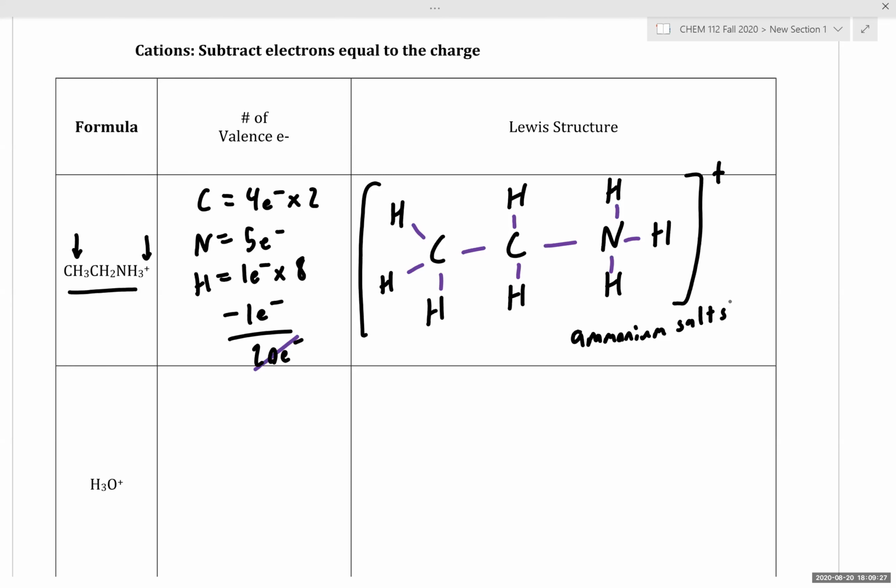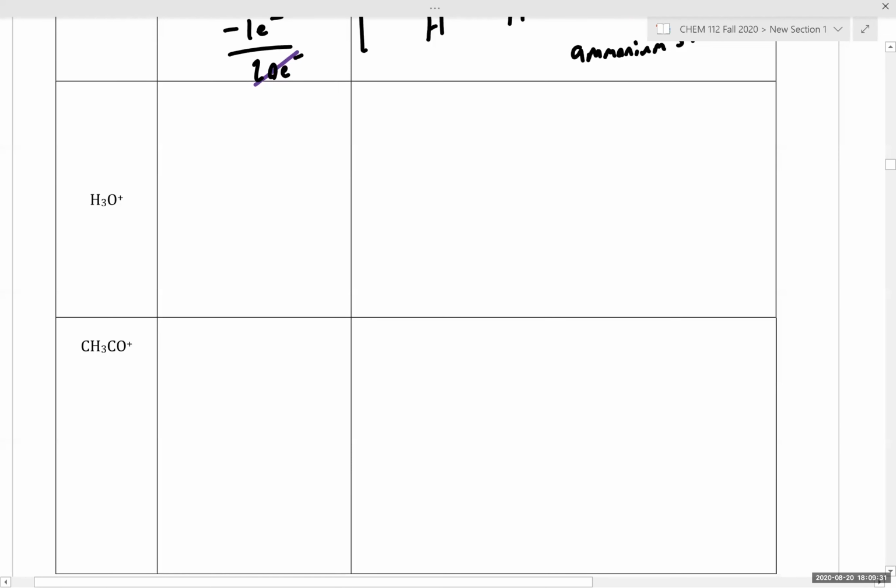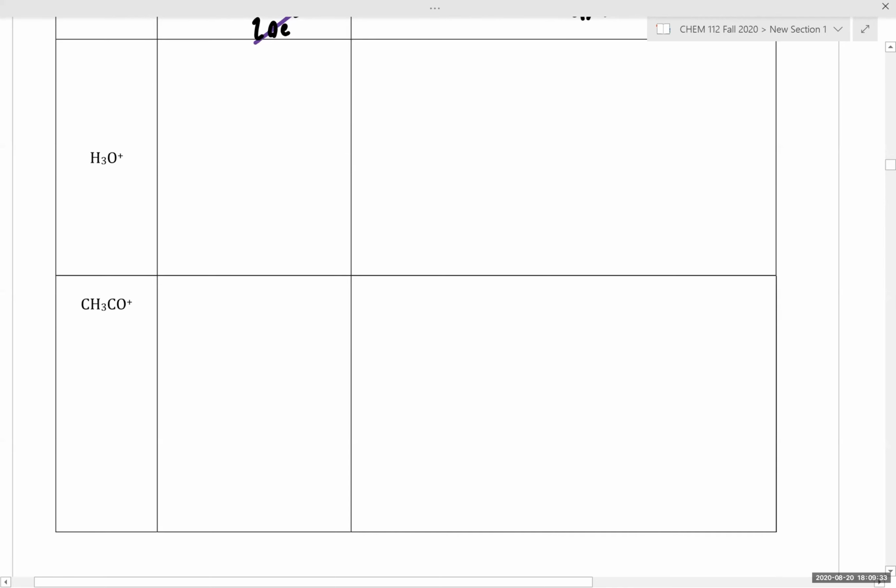Okay, so we've seen a representative example. Now let's take a look, and I'd like you to draw the Lewis structure for the following 2 molecules. For the first structure, I'd like you to tell me the number of lone pairs on oxygen. And for the second structure, I'd like you to tell me the number of bonds to oxygen.